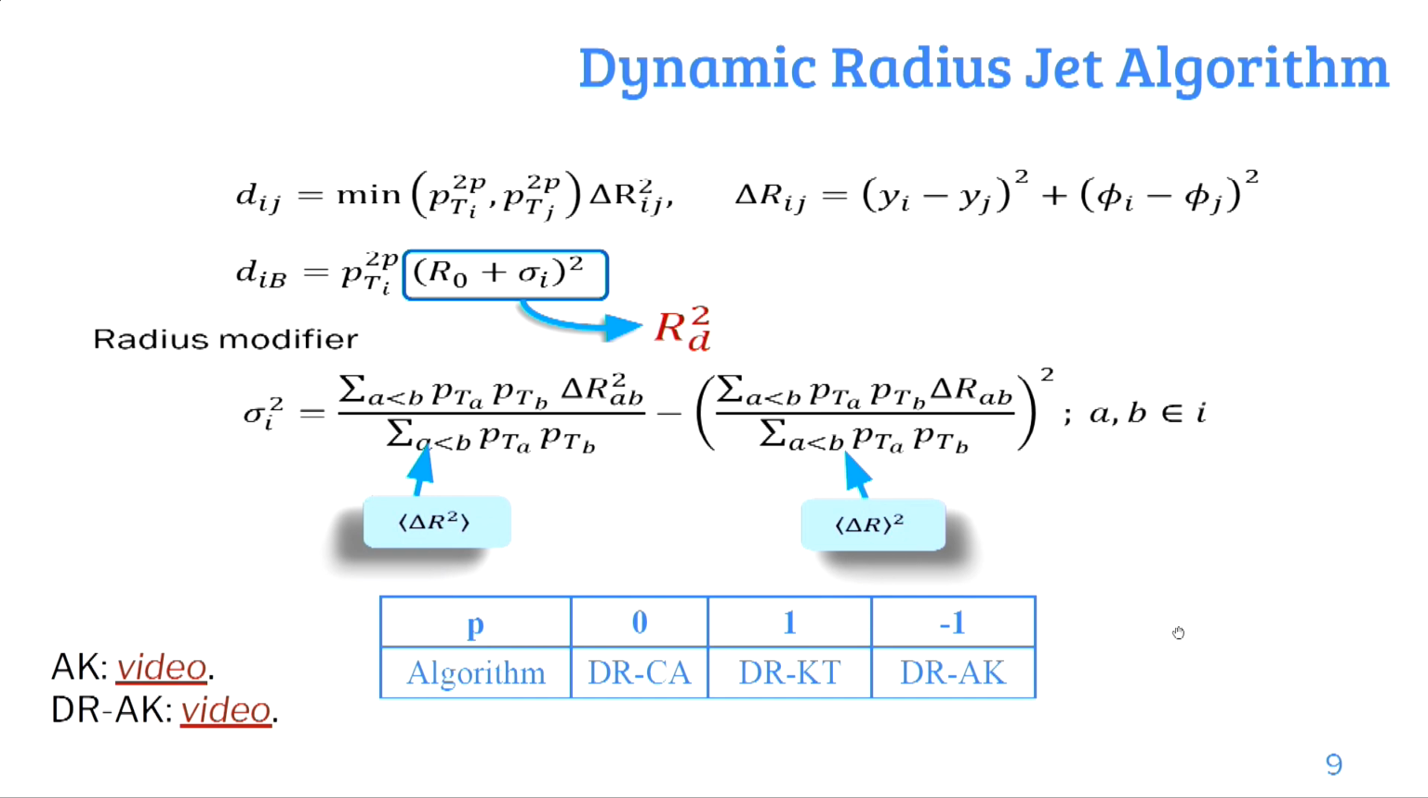to a dynamic quantity by modifying it to R naught plus sigma I, where sigma I is defined as basically the standard deviation of delta R, the distances of the constituents of a jet when the jet is getting formed. Okay. So if we do that, we can show that it can be useful. Earlier it was the CA, Cambridge-Aachen, kT, and anti-kT algorithms. In our case, we call it the dynamic radius jet algorithm, and for the same p values, we just give the names drCA, drKT, and drAK. So those will be for future reference.